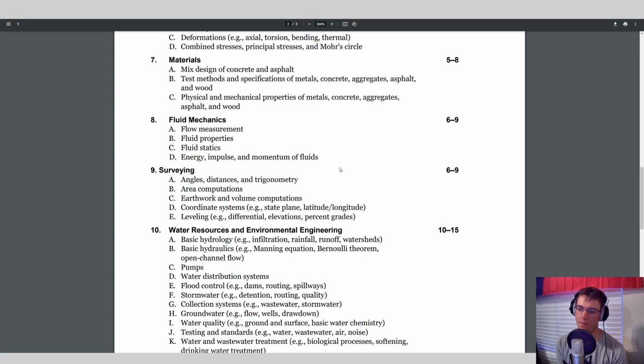But I did not have courses that were specific to concrete and asphalt and how they react. Properties of metals, very familiar with, but wood, no, I have no understanding of the properties of wood. That would be a new one. But materials is not a very large section. Only 5 to 8 questions, so this will not be super heavily represented.